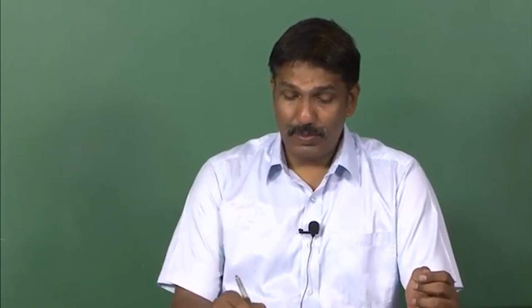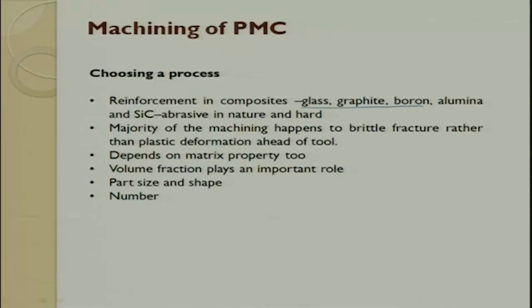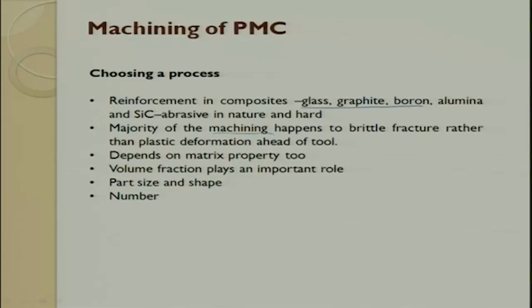So, choosing a process. The reinforcement in a composite can be glass, graphite, boron, alumina and SiC. So, you have to look at the size and shape of the reinforcement and decide your process. The majority of machining happens by brittle fracture. When you talk about machining, there are two types of fractures: one is called the ductile fracture, the other is called the brittle fracture.